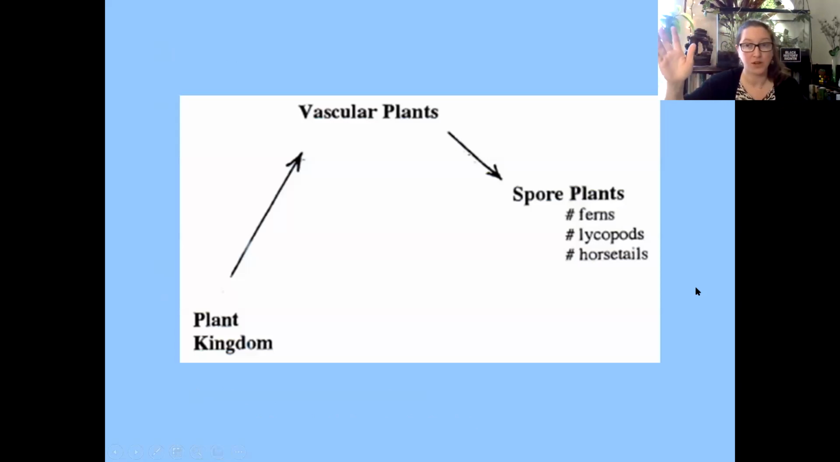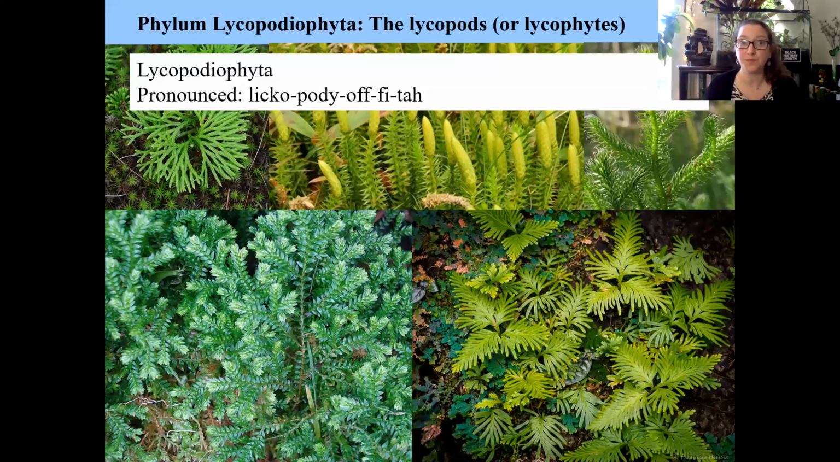All right, here's our roadmap. We're already in the vascular plants. Now we are officially in the spore plants of the vascular plants, which includes ferns, lycopods, and horsetails. Today we're going to talk about the lycopods, or sometimes your book might say the lycophytes, or even the lab might say lycophytes. Lycophytes and lycopods are the same thing.